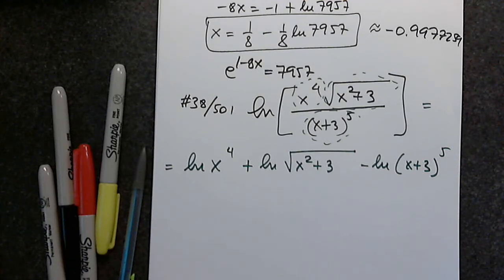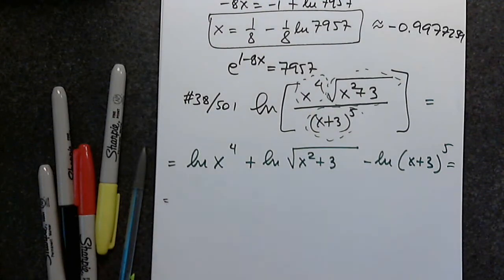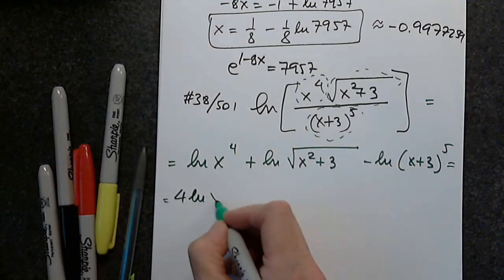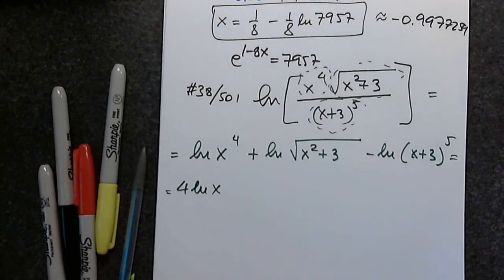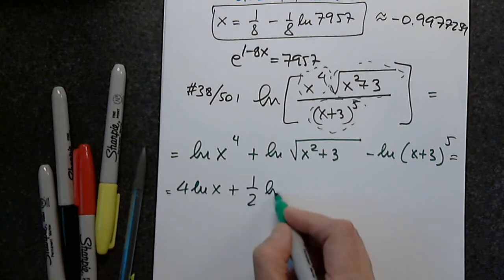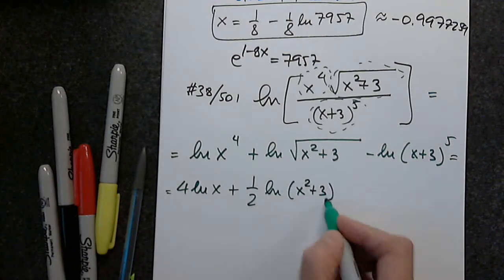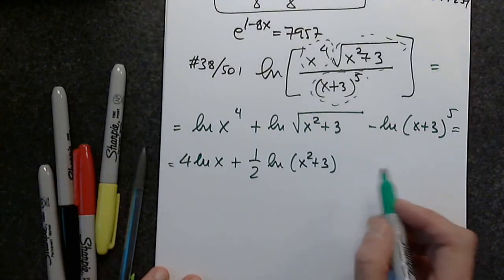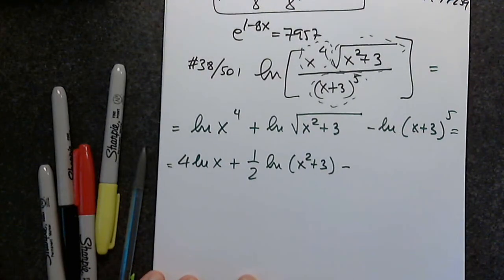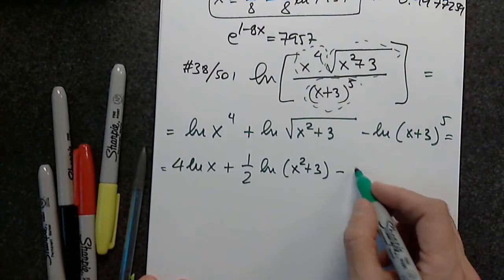And now all I have to do is apply the power rule. Let's apply the power rule on the first one. That's it. Now the power rule on the square root. We know the square root is not power 2, but 1/2. So this is plus 1/2 natural log of x squared plus 3. And the last one will be minus 5.